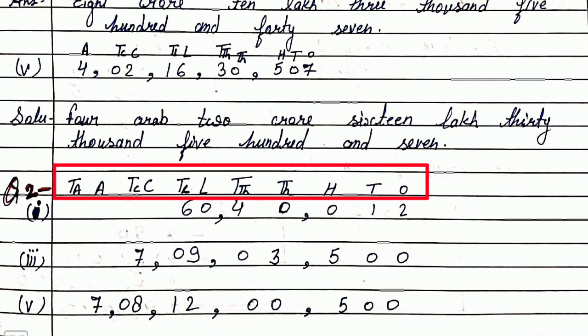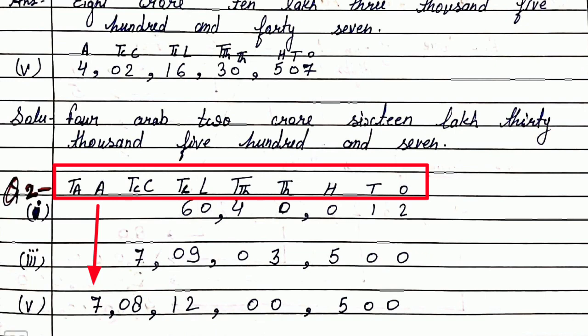Then 40,000 was there, so we will write 4 in the 10,000 place. Then directly 12 is given, not in the 100 place, so directly we will write 12, 1 in the tens place and 2 in the ones place. So we will write the number in this way, and the same method we will apply in all the parts. As you can see here, in the fifth part 7 Arab is given, so in the Arab family we will write 7.